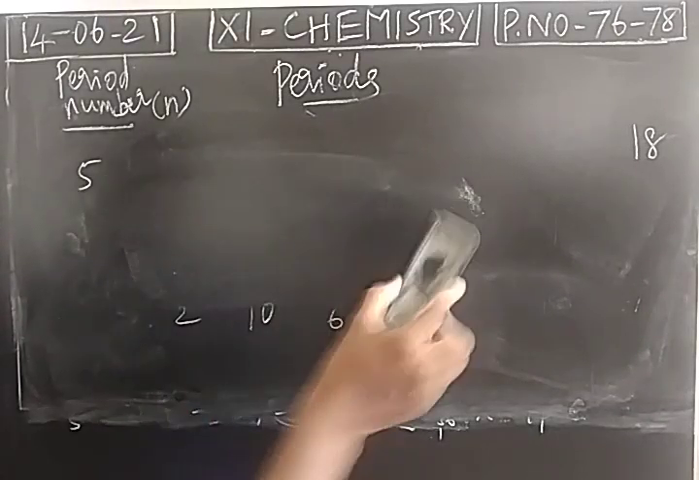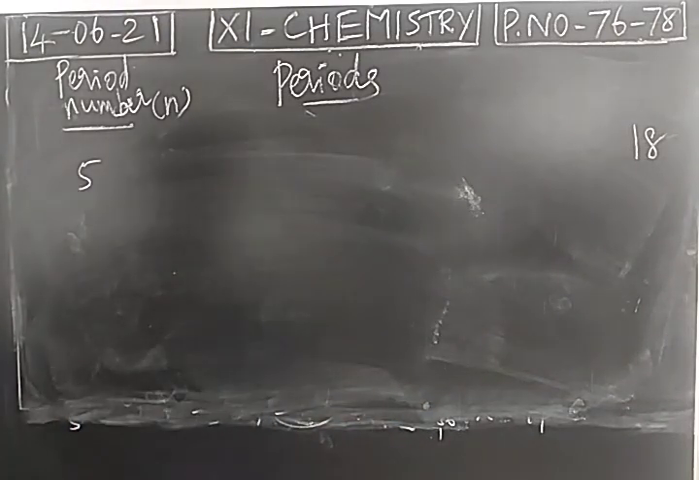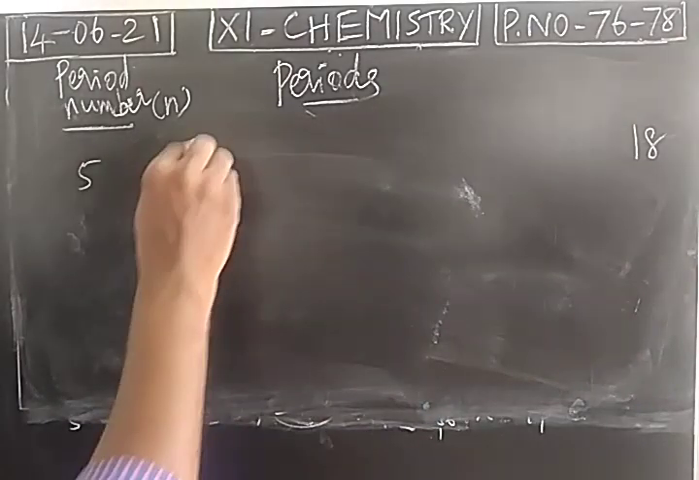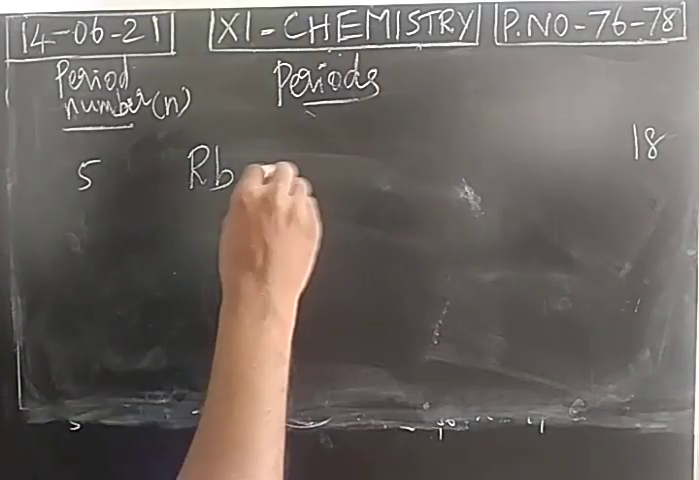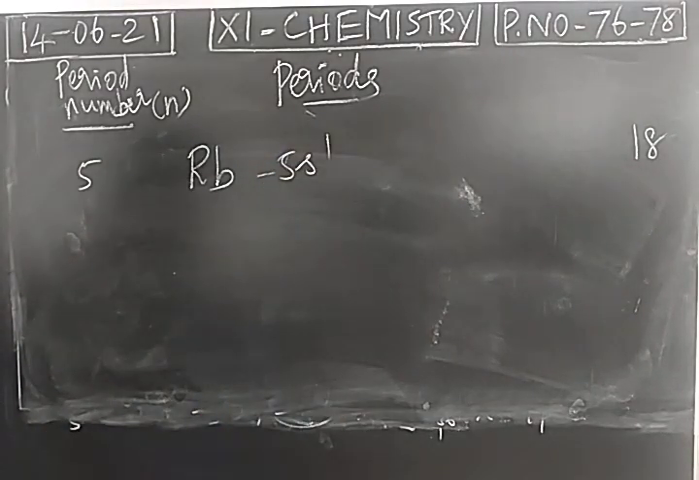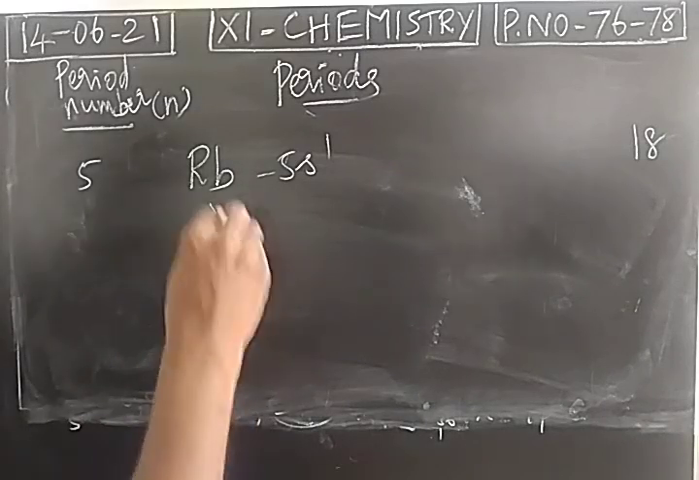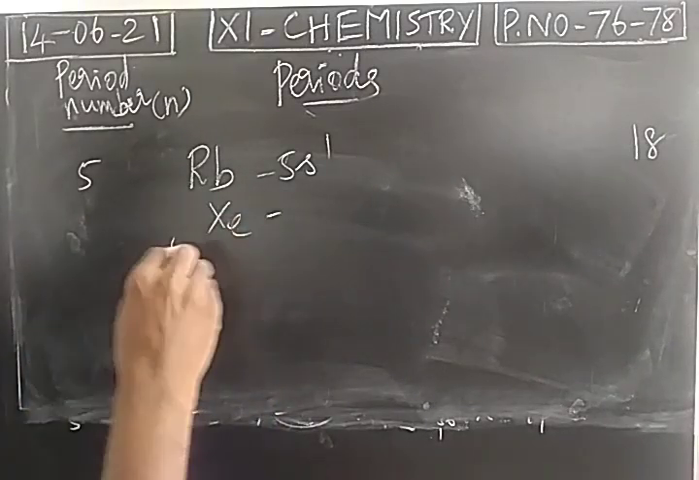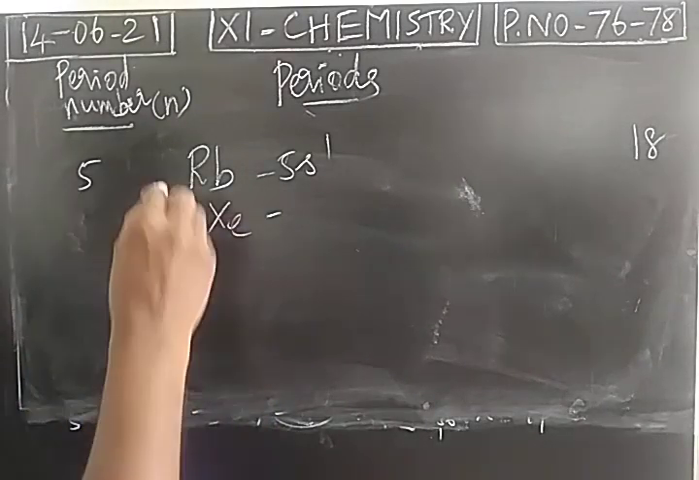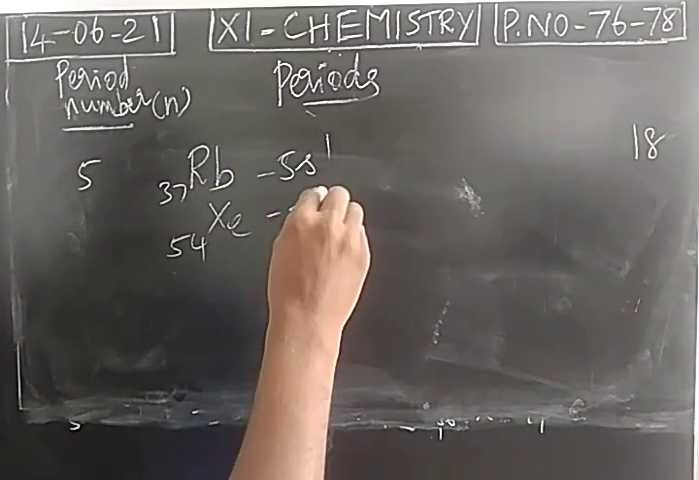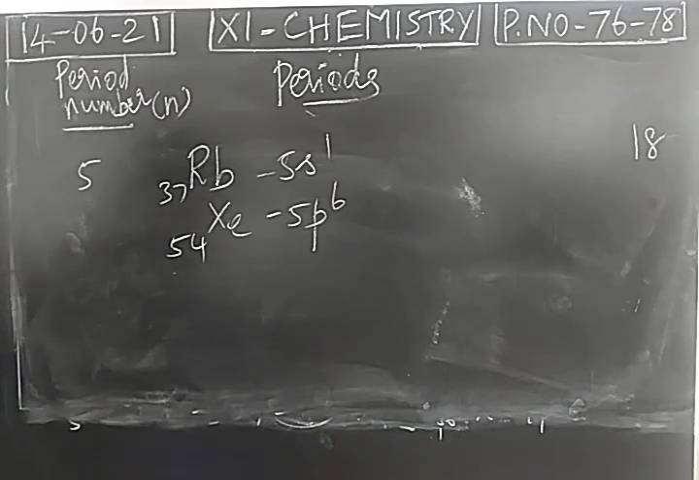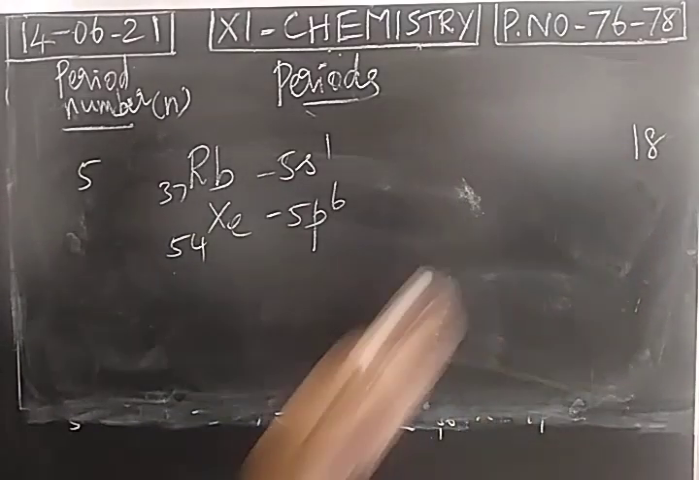So like fourth period, in fifth period also 18 elements can be present. So it starts with rubidium, outermost configuration 5s1, and it ends with xenon, 54 atomic number. Okay. And it ends with 5p6. Okay. So 18 elements will be present.